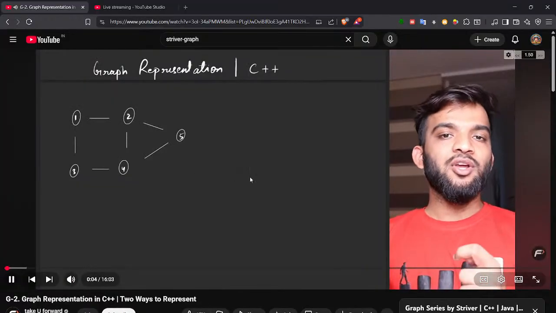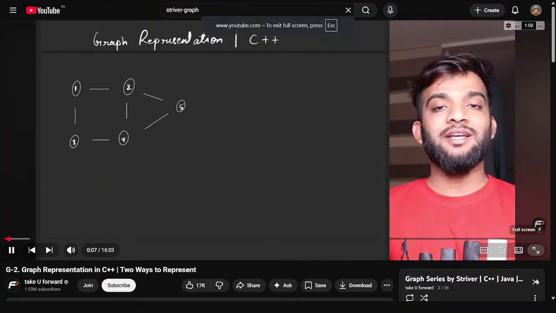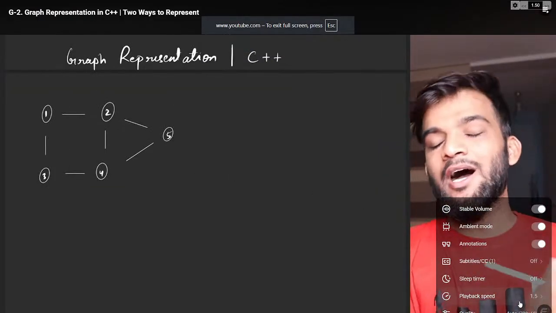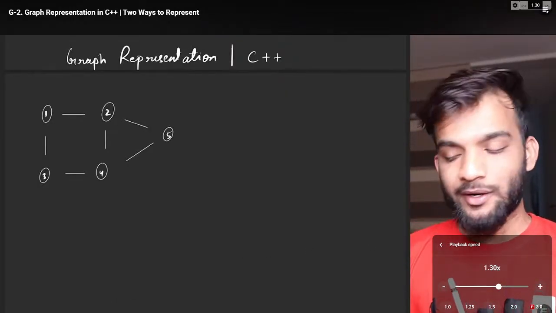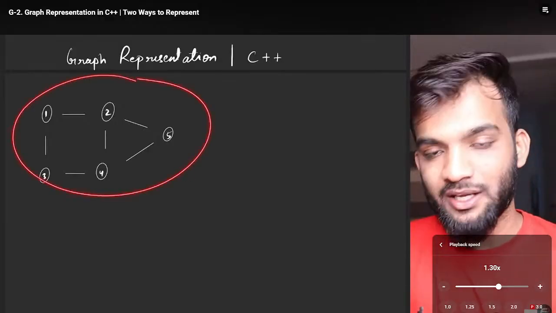So in the previous video, you learned about graphs and their types. You must be thinking, which complex data structure will we use to store a graph in our programs? In this video, we will be learning how to represent a graph in C++. In the next, it's going to be Java. Okay, so imagine this is the particular graph that is given to you.